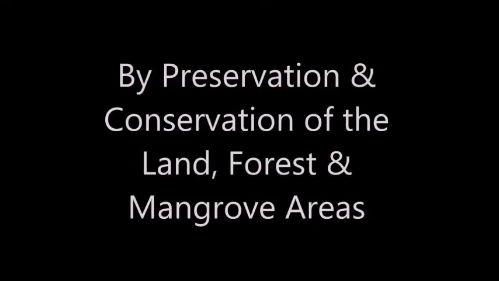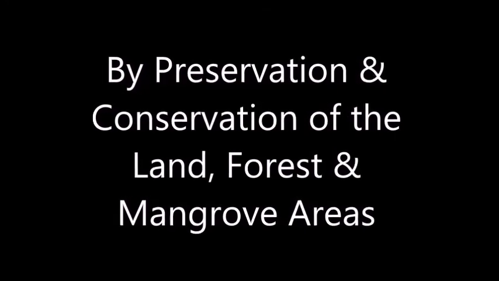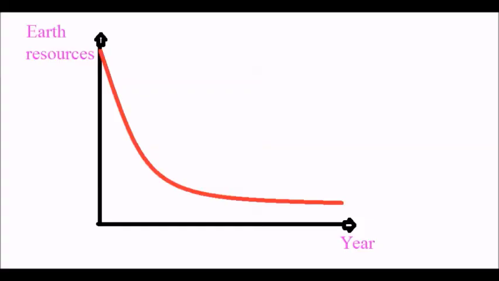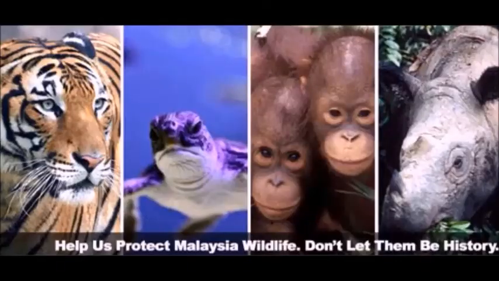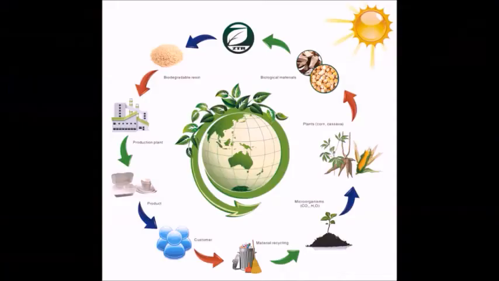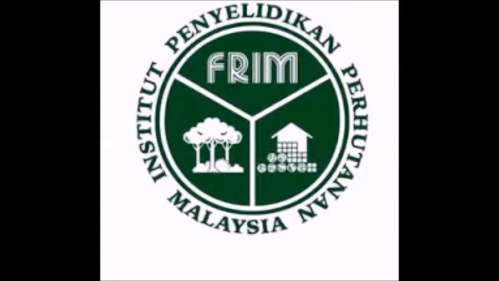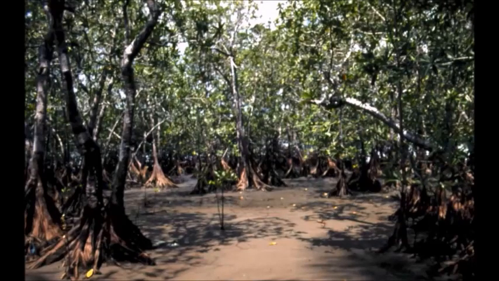By preservation and conservation of the land, forests and mangrove areas, as the Earth's natural resources are limited. Preservation and conservation is aimed at ensuring that habitats, fauna and flora, natural resources and the balance of nature continue to perpetuate with minimum impact from human activities. The Department of Forests and the Department of Wildlife and National Parks play an important role to preserve and conserve the forests of Asia.